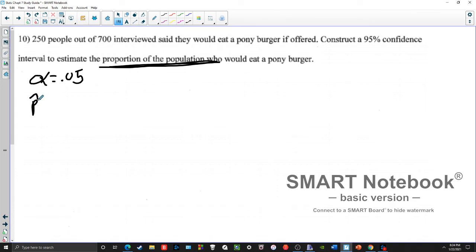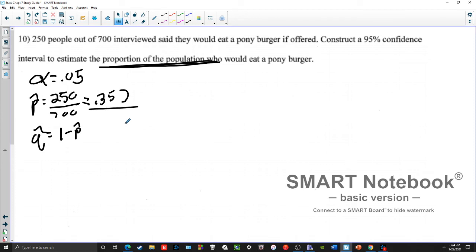So p hat is going to be the 250 that said yes out of 700, right? So we run that little gambit there, we get 0.357, which is not a terrible score for introducing a new item into the food place. And then we need a q hat, and a q hat is simply 1 minus p hat, so 1 minus 0.357, and that would lead us to have a q hat of 0.643.